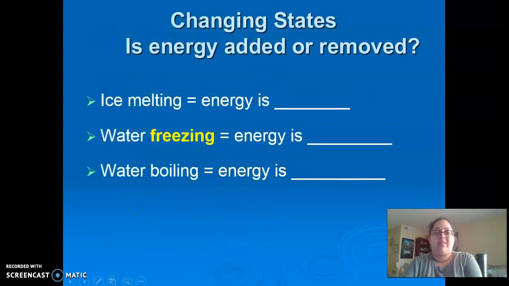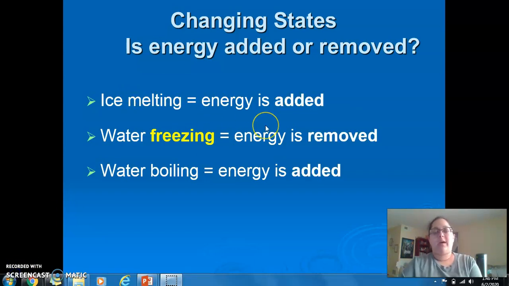Okay, so is energy added or removed? When ice is melting, energy is added. That means we've added heat to it, and therefore the ice is melting. When water is freezing, energy is removed. We're taking out heat, so that means that the water begins to freeze. When water is boiling, we add energy to it. We add heat so that the water begins to boil.